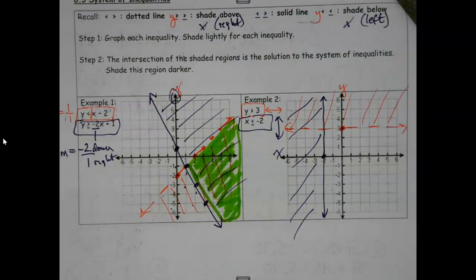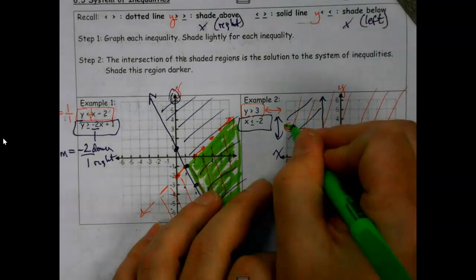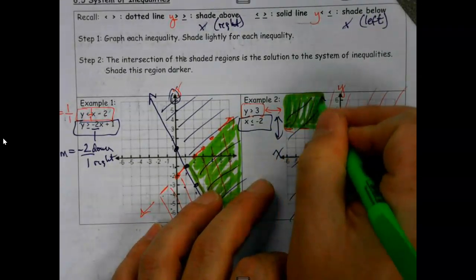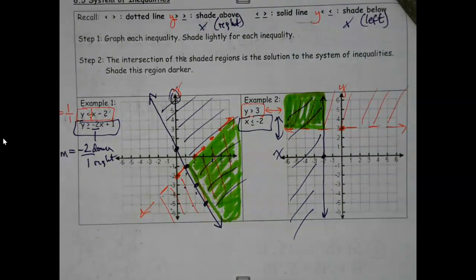And just like we did on example 1, once I do that, I'm going to find the area where I'm seeing both colors that I have so far. And that's going to be my solution section that I'm looking for. They can be real big, they can be little, it just kind of depends. Okay, so as far as the examples go, that's what we got rolling for today.